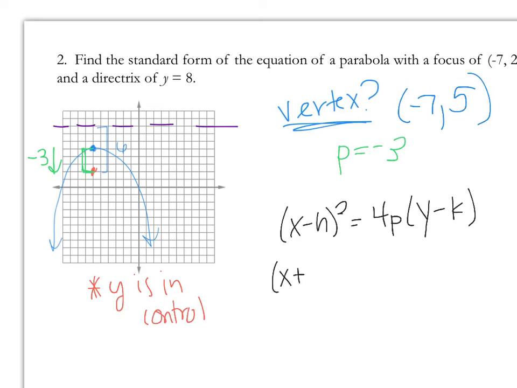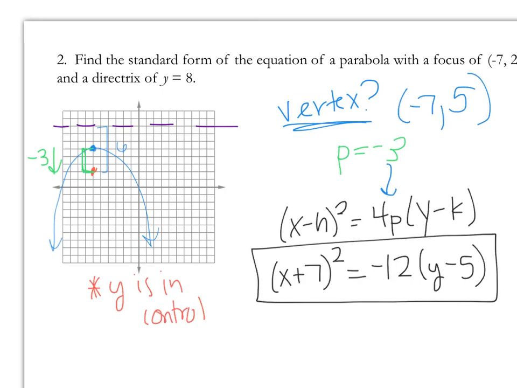The x part of the vertex goes with the x. Make sure you do an opposite sign, so it's x plus 7 squared equal to, this is going to be -12 when I plug in that 3. I'm just taking that 3 and plugging it in there. And then it's going to be y minus 5.